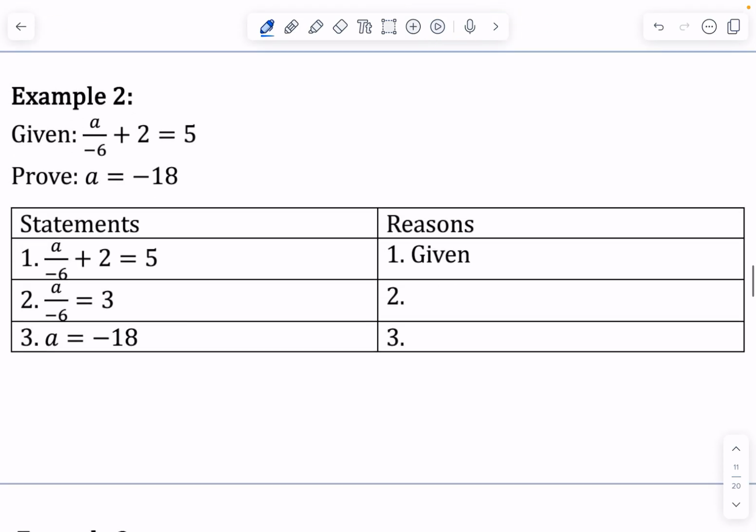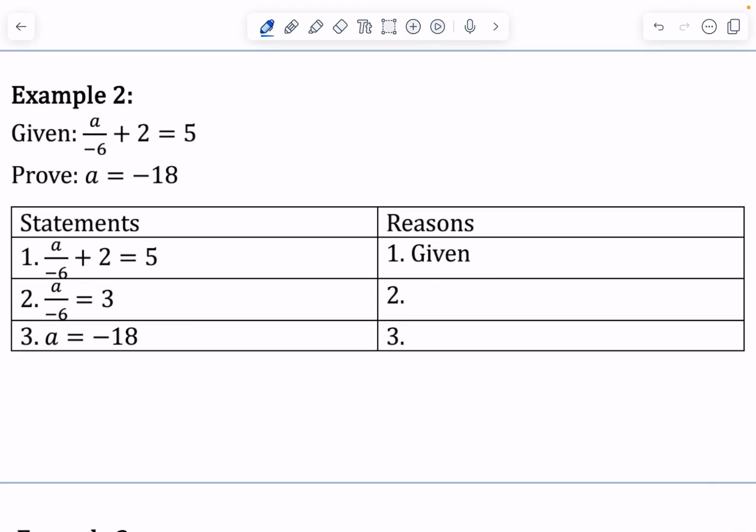Okay, example 2. Again, we rewrote the given. Okay, the left side's filled out for you. Right side is given. Now we just see how we got from 1 to 2. Okay, it looks like the 2 disappeared. How did it disappear? We subtracted it from both sides. So that's subtraction POE.